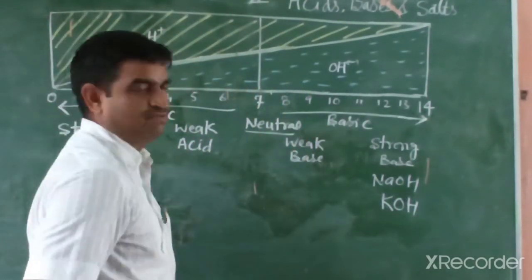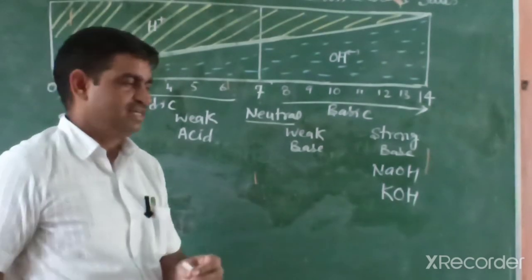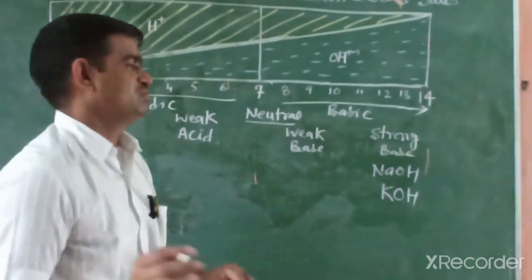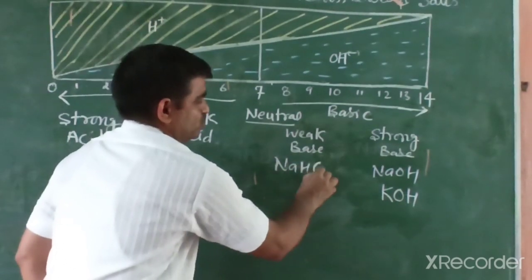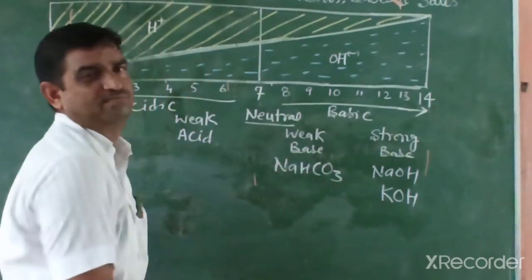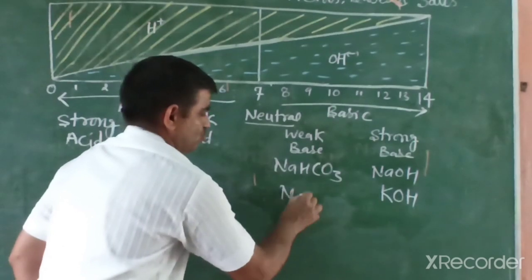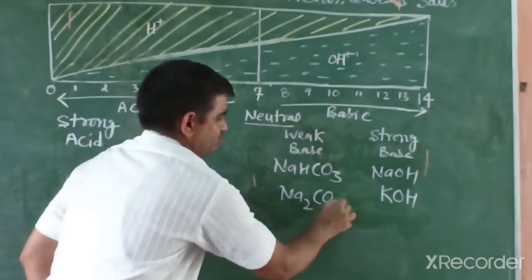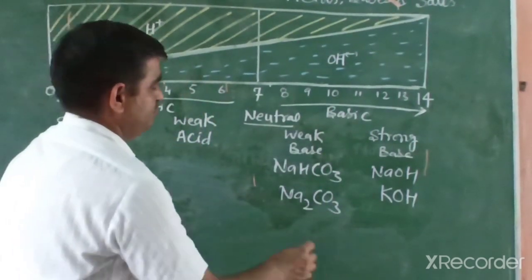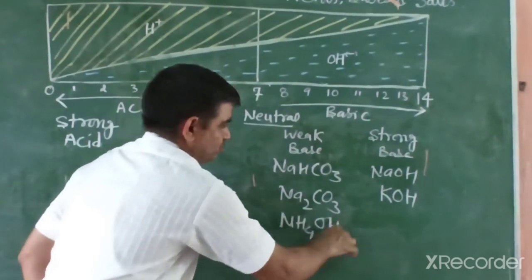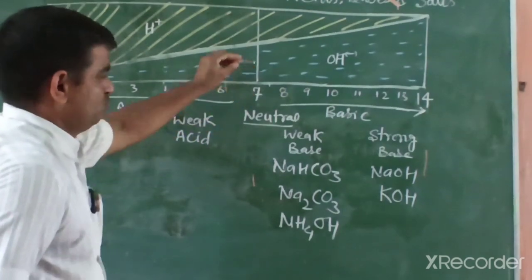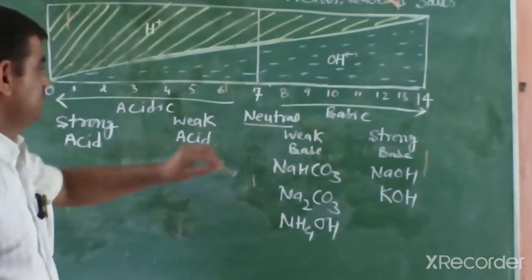And weak base we earlier studied, that is baking soda and sodium carbonate. In this you can write sodium hydrogen carbonate or baking soda and sodium carbonate. These two solutions are slightly weak. Another chemical, ammonium hydroxide. Ammonium hydroxide is also a weak base. So they are very useful in further study.